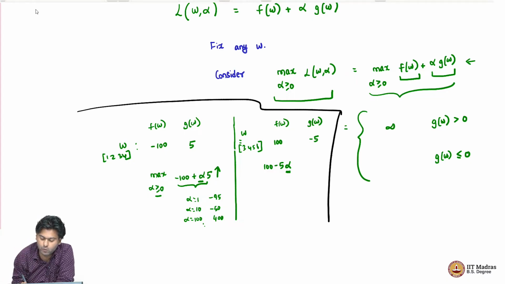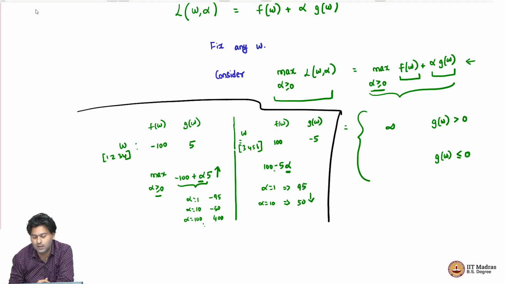So if I set alpha equals 1, this value is 100 minus 5, which is 95. If I set alpha equals 10, this value is 50, right? So the value actually goes down as I increase alpha, because of this negative sign. Of course, I cannot set alpha as negative because I'm only allowed to maximize over alpha greater than or equal to 0. So how much can I increase this? Well, I can always set alpha equals 0 to get 100 minus 0, which is 100. Any positive alpha is only going to reduce this quantity. So the maximum value that I can get is actually 100 only, which is f of w.